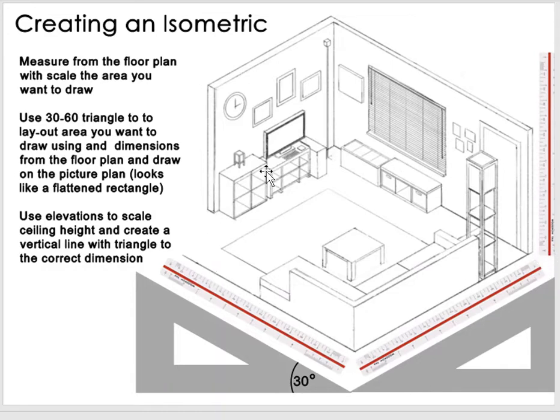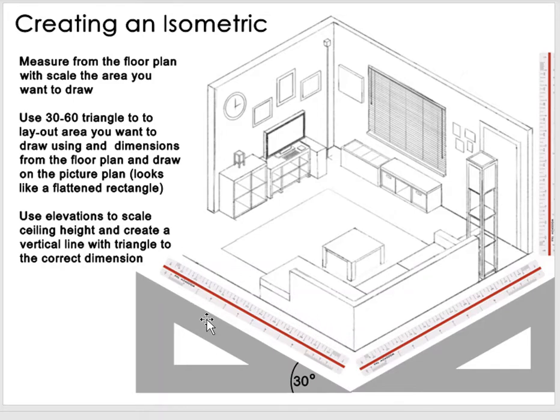So first we've created the actual plan, the floor plan at the bottom. How do you create the isometric? Well, you measure from the floor plan as your reference drawing and you scale it. So you go to your regular floor plan and you see, okay, that floor plan is 30 feet. So you take your 30-degree triangle, you create a line this way, and straight up, and you measure that 30 feet with your scale. Then you find out what the other dimension is. You go to your floor plan, you measure that, and let's say it's 28 feet. So you measure 28 feet.